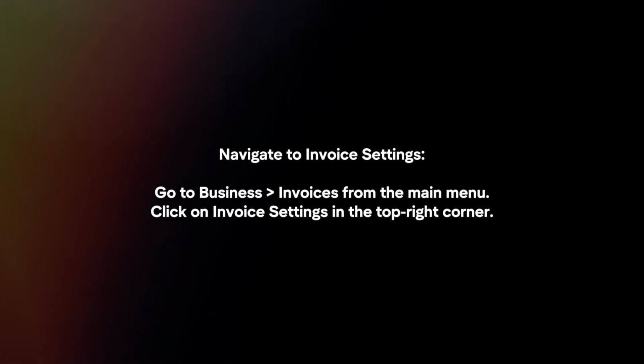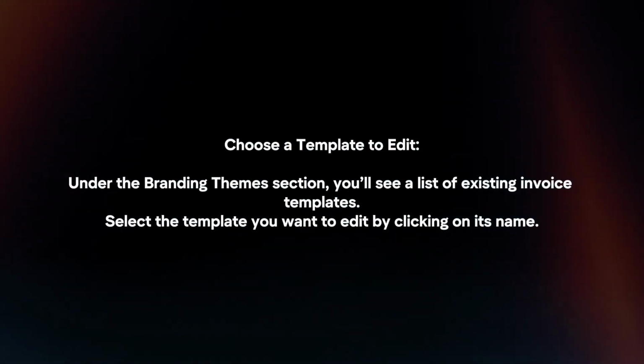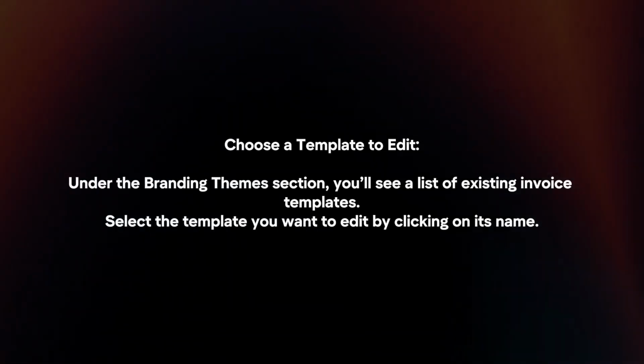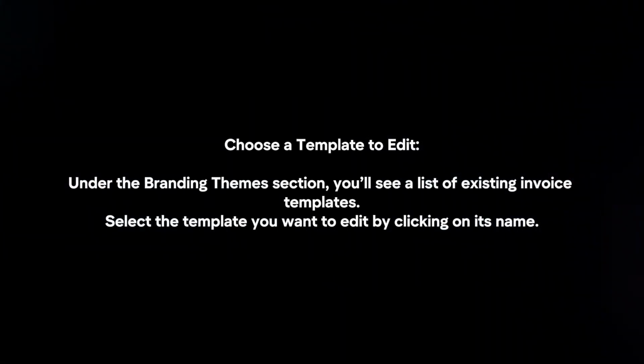Click on Invoice Settings in the top right corner. Choose a template to edit. Under the Branding Theme section, you will see a list of existing invoice templates. Select the template you want to edit by clicking on its name.